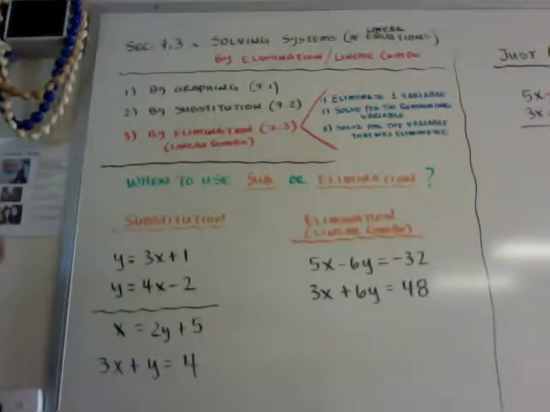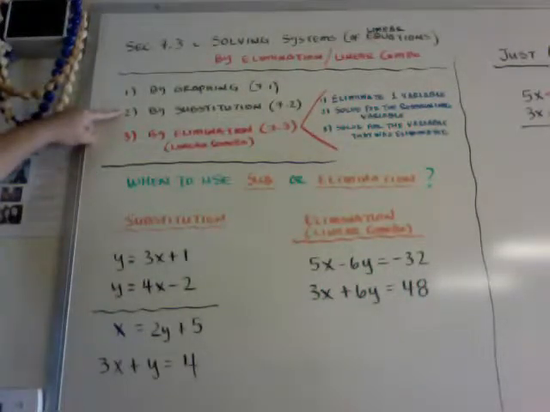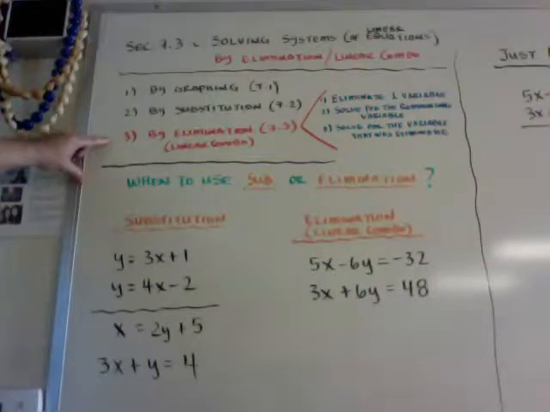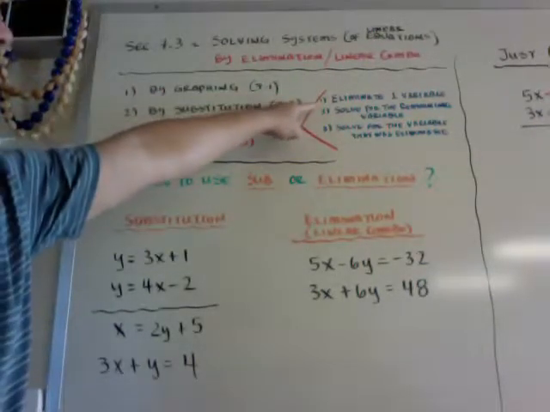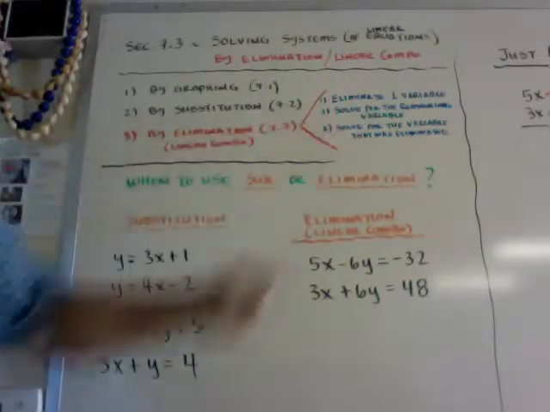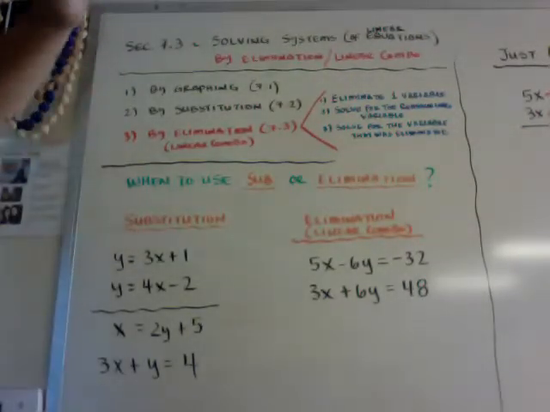Okay, when we're solving, there's three ways to solve it: graphing, which was 7.1, substitution, which is 7.2, and elimination or linear combo, which is 7.3. Okay, there's three parts to solving by elimination. Number one, you want to line them up and eliminate one variable, solve for the remaining variable, and then solve for the variable that you already eliminated. Make sure you get coordinate forms. You want an X and a Y answer because that's how it's going to work.